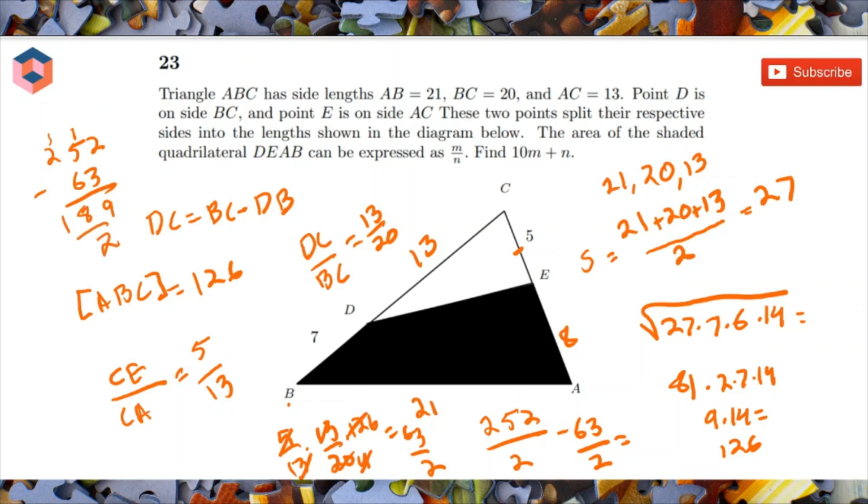Once again, you might put that as your answer and you would be wrong. Always look back at the question. So now this is a simplified fraction. We multiply the numerator by 10 to get 1890, and then we add 2. So our final answer is 1892. And that is problem number 23.